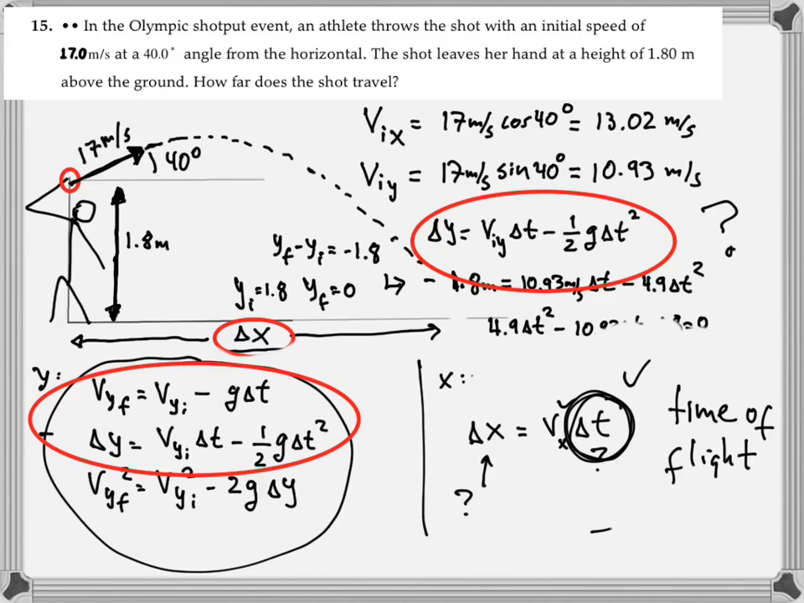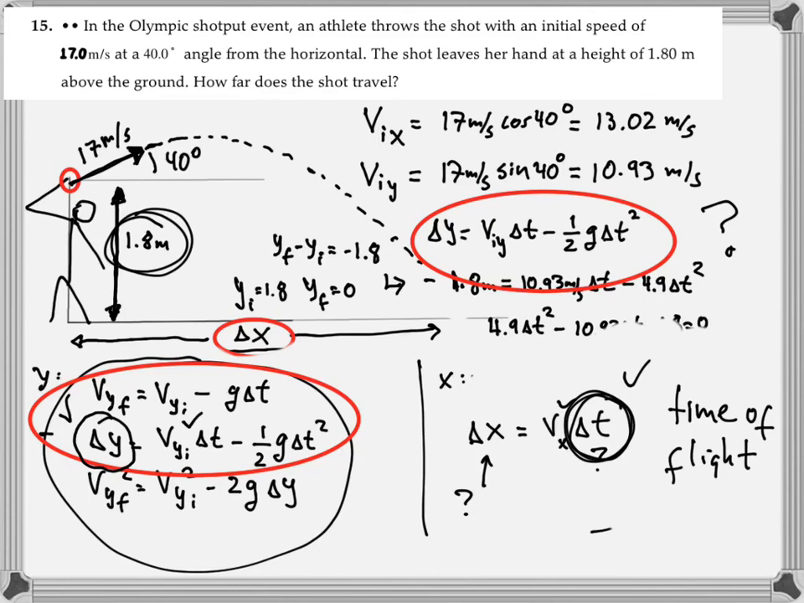Now, the one that we ended up using was the second one. And that's because we needed to use this piece of information that is very critical. The shot's initial height was 1.8 meters. The first equation does not use the 1.8. The second equation uses the 1.8 meter initial height. That's your delta y. Remember that it was minus 1.8. So that tells you that you have to use that equation.